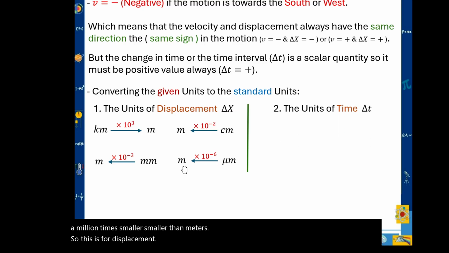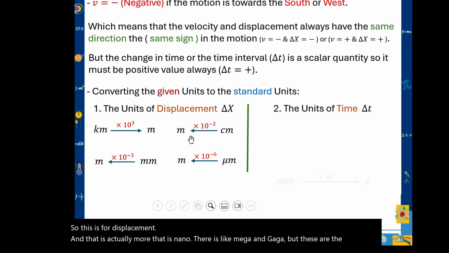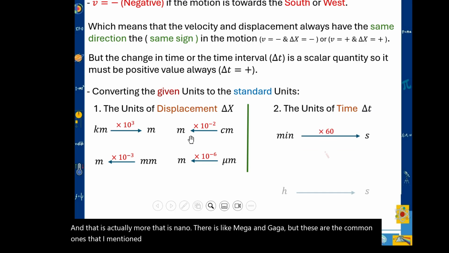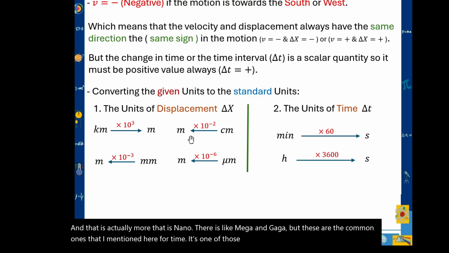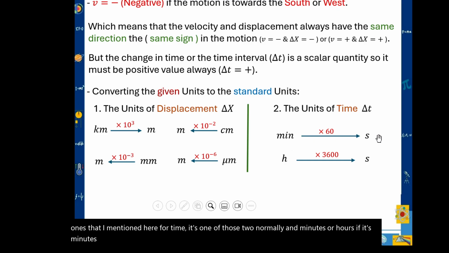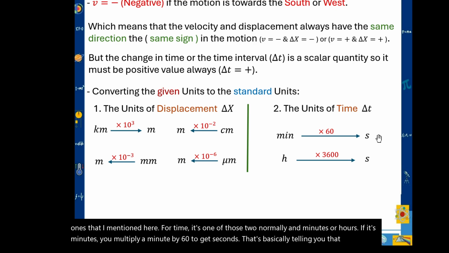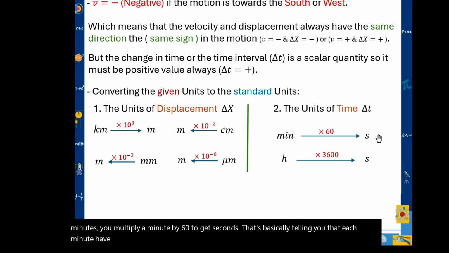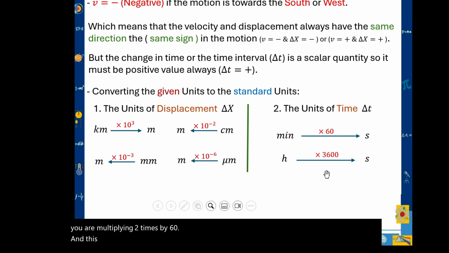There is actually more. There is nano, there is mega, giga, but these are the common ones that I mentioned here. For time, it's normally one of these two: minutes or hours. If it's minutes, you multiply the minutes by 60 to get seconds. It's basically telling you that each minute has 60 seconds, and each hour has 60 minutes, and each minute has 60 seconds. So you are multiplying 2 times by 60, and this will give you 3,600.